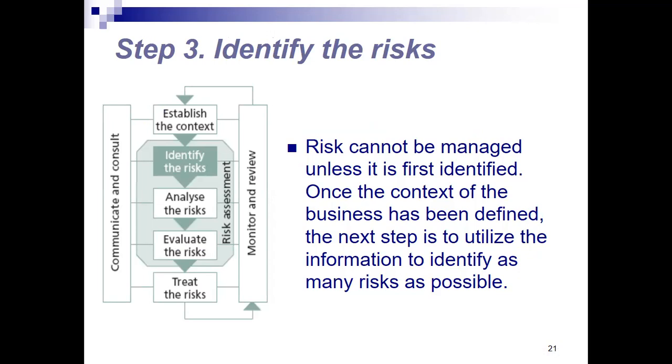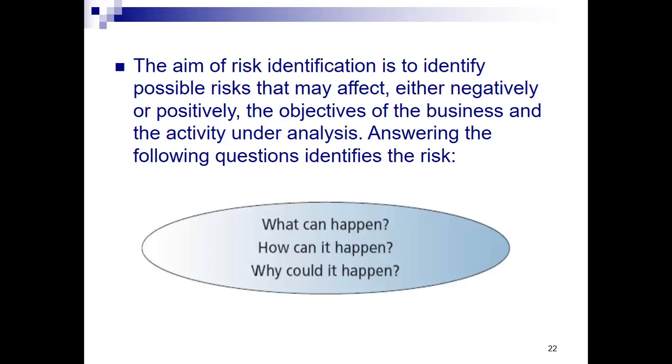And once the context of the business has been defined, the next step is to utilize the information to identify as many risks as possible. So we cannot say that there's just 2 or 3. It depends upon the business that we are examining, evaluating or assessing. The aim of risk identification is to identify possible risks that may affect, either negatively or positively, the objectives of the business and the activity under analysis.